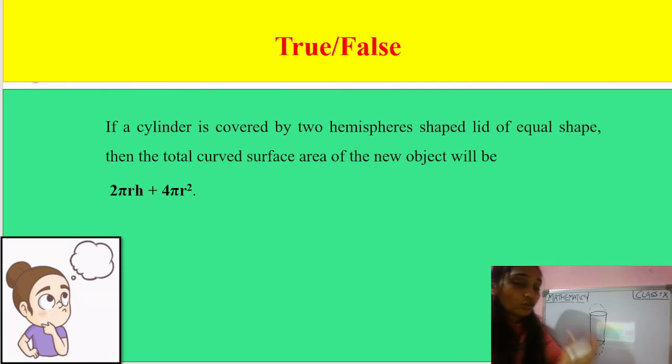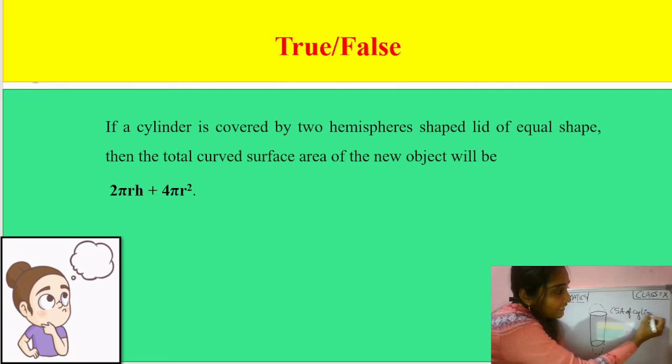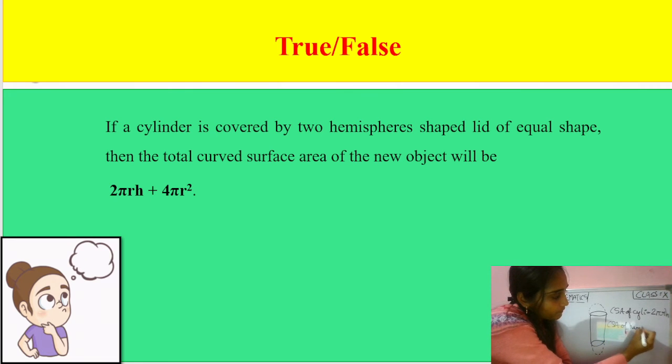Yes. So in order to find that out, you will add the curved surface area of the hemispheres and the cylinder. So the curved surface area of the cylinder is, yes, 2 pi rh. And the curved surface area of a hemisphere is 2 pi r square.